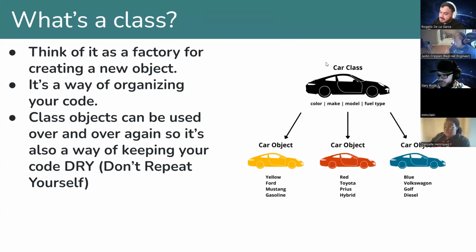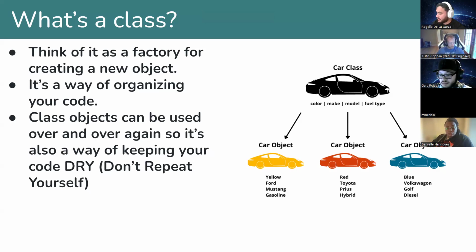So what is a class? We talked earlier about what functions were and how functions are kind of like a recipe for an action, so instructions. A class can be something similar, but I like to think of classes more as a blueprint. Think of it as a factory for creating a new object, a way of organizing your code. Class objects can be used over and over again, so it's also a way of keeping your code DRY, as in the don't repeat yourself method.